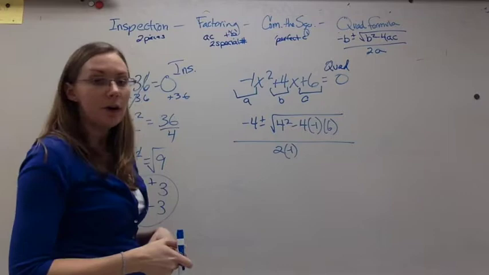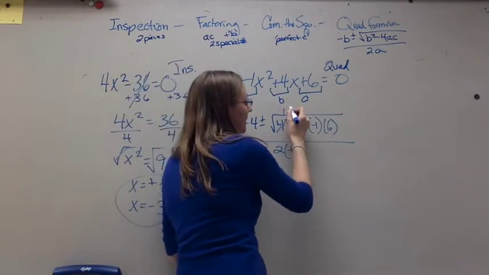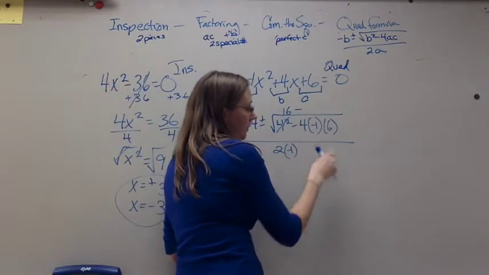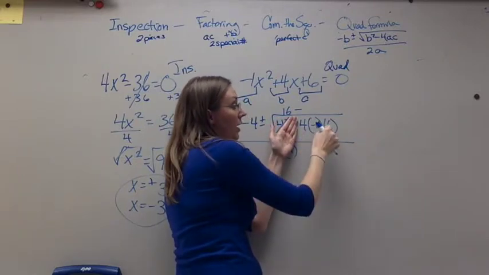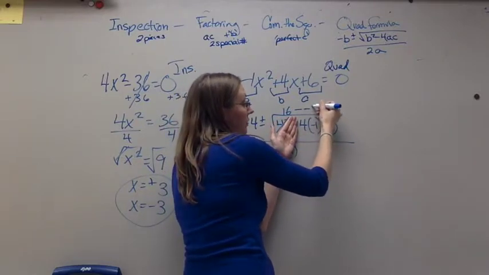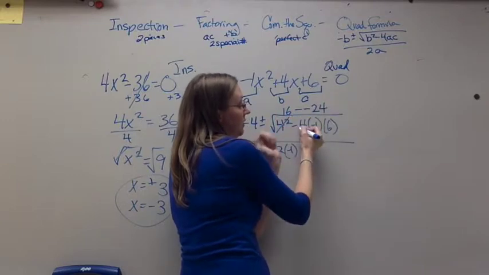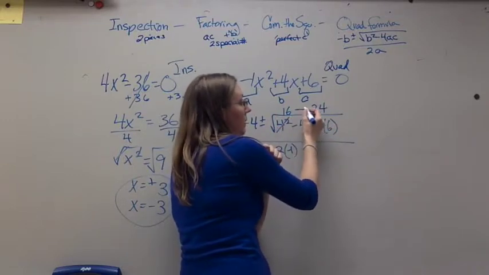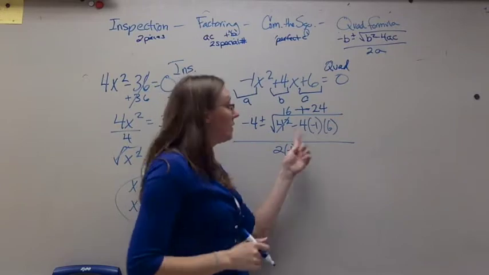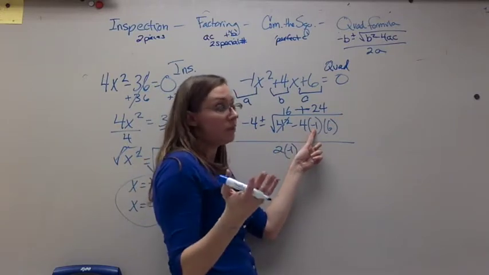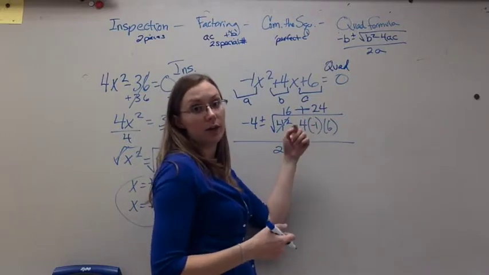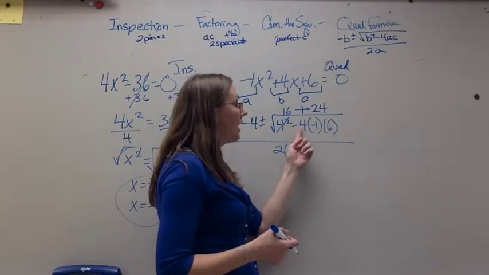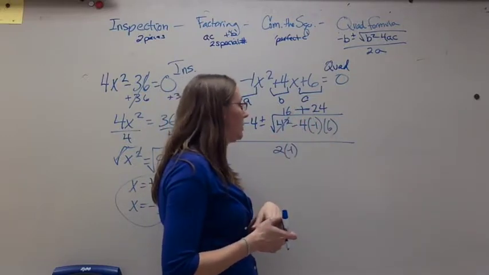Now from here I'm going to simplify what I can. 4 squared is 16, minus 4 times -1 is -4, times 6 is -24. So minus the negative would be a positive. Now you could have done this as -4 times -1 is +4, times 6 is +24. Either way, you should get a plus here, okay? Whether you look at that as a negative or if you bring it up as subtraction.